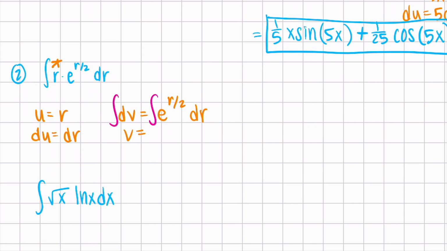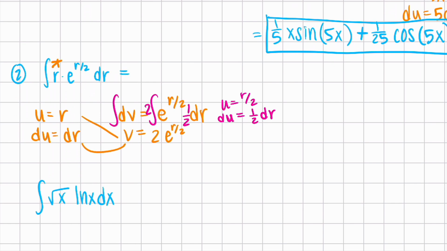I get v equals, we need u substitution again. I'm going to make u equal to r over 2. That makes du 1/2 dr. So I need this to be 1/2 dr, which means we need a 2 out front. The integral of e to the x is just e to the x. So this would be e to the u. And then when I plug my u back in, I get r over 2 as my exponent.